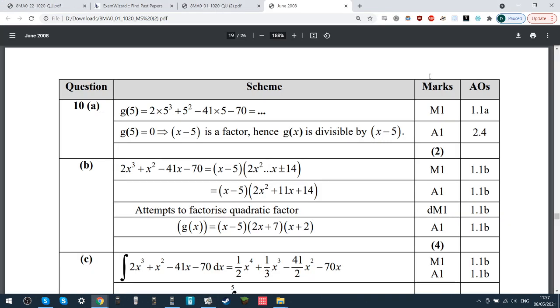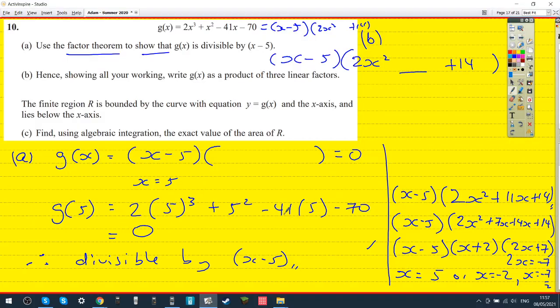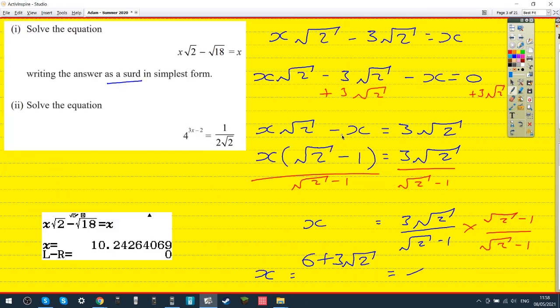Hang on. Why is it showing me a part? Oh, there was an integration question. The finite region R is bounded by the curve and the x-axis. Find the exact value of the area of R. I think that's just integrating the top equation. G of x and the x-axis, and it lies below the x-axis. The exact value of the area R. All right, integration isn't too bad. We'll be alright with that.